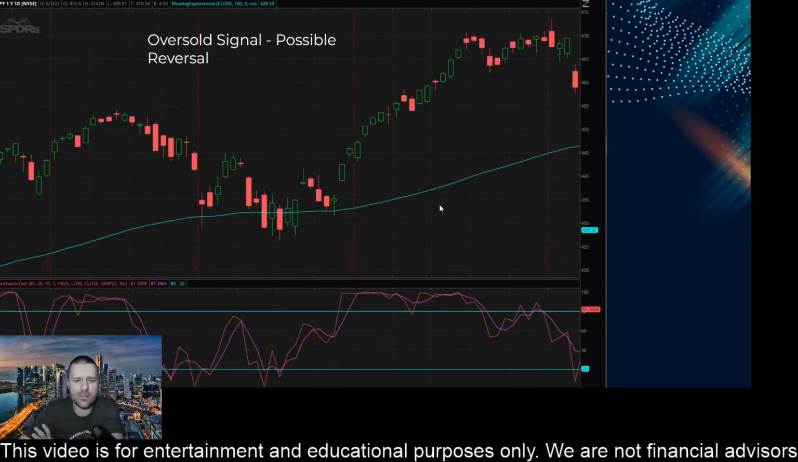Another thing to look for is an oversold signal. So we have that down here. Both lines dipped below the 20 level. That represents an oversold signal here on the stochastic oscillator. We had this huge reversal and this huge rip in price.